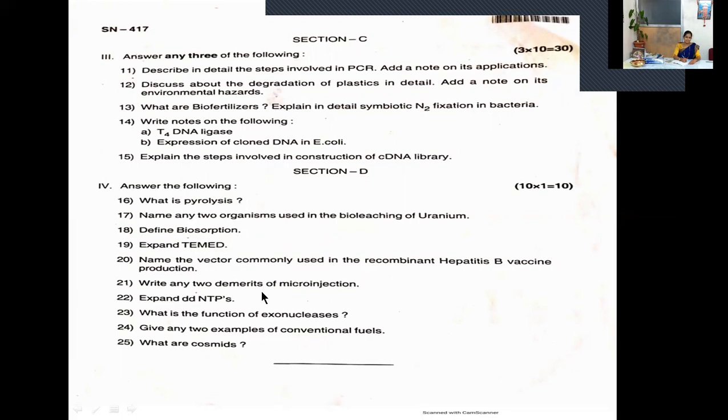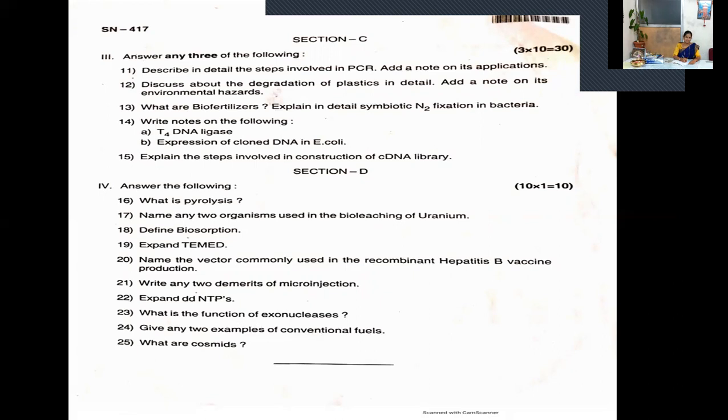Write any two demerits of micro-injection. Expand dNTPs. What is the function of exonucleases? Give any two examples of conventional fuels. What are cosmids? Okay, so this is about the 2017 university question paper.